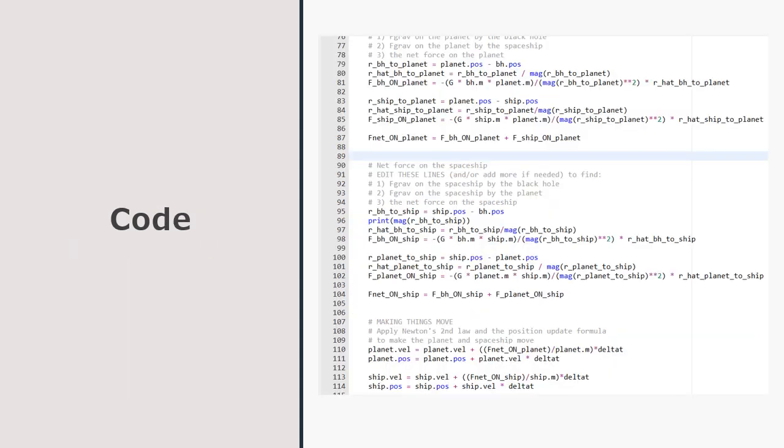And this is the code right here. Basically, we calculated the R, the position between the planet and the black hole, the ship and the planet, the black hole to the ship, and the planet to the ship. We also calculated the R hat for it. We also calculated the force for each: the black hole on the planet, the ship on the planet, the black hole on the ship, and the planet on the ship. Calculate all those F nets. And at the bottom, down at line 110, calculate the planet's velocity by using the update velocity formula and the planet's position by using the update position formula, which is Newton's second law, and also calculate the ship velocity and ship position as well.